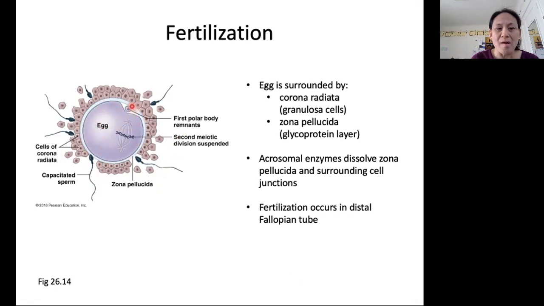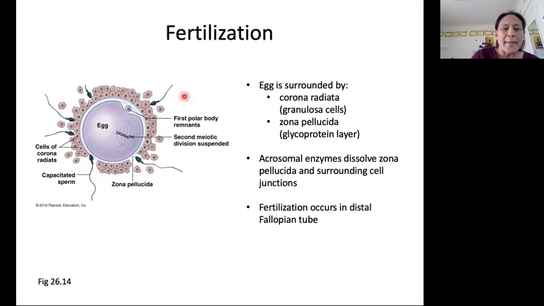Here is the polar body from that first meiotic division. Together, they are surrounded by a couple layers of stuff. One of those layers is this layer right here called the zona pellucida. It's a glycoprotein layer. And then around that is the corona radiata. That's basically the granulosa cells that we had left over from the follicle that turned into the corpus luteum. So that's our corona radiata.